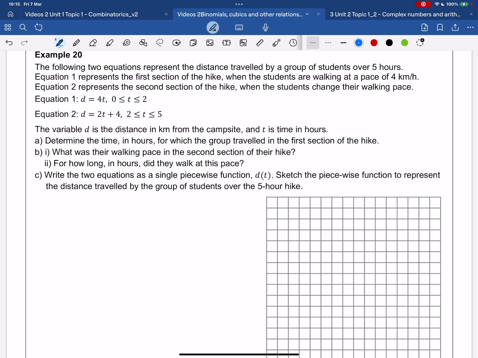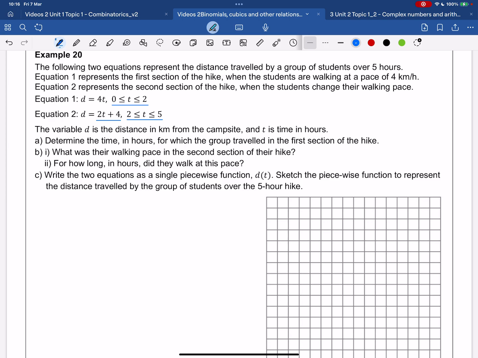So equation 1 is d equals 4t. And that's pretty cool because we can see that the gradient of that line, it's a straight line, is 4, and their walking pace is 4 kilometers per hour. And they say this is valid for time from 0 to 2 hours. In equation 2, d equals 2t plus 4, so we still have a linear function, and that is for hours 2 to hours 5. The variable d is the distance in kilometers from the campsite, and t is time in hours.